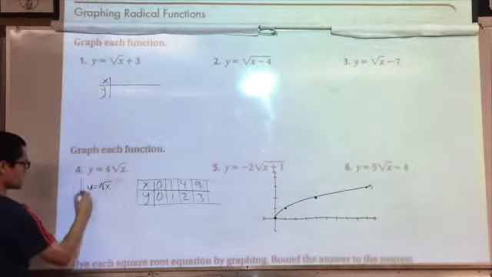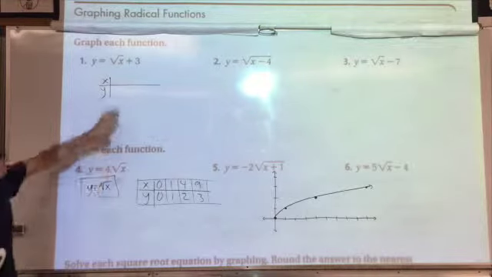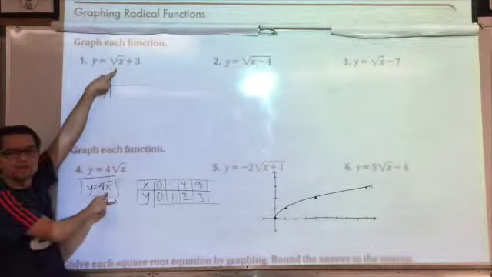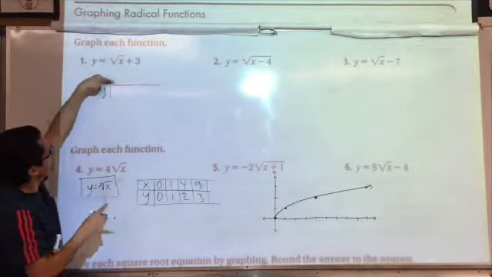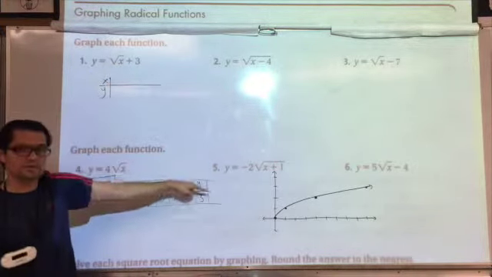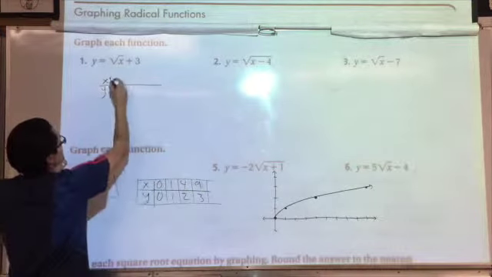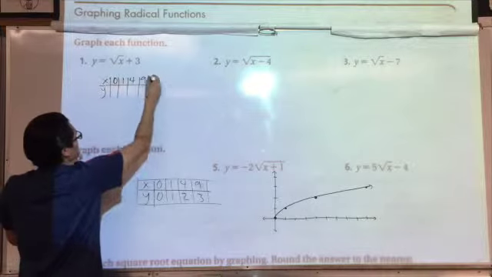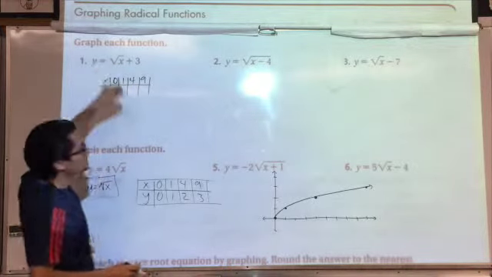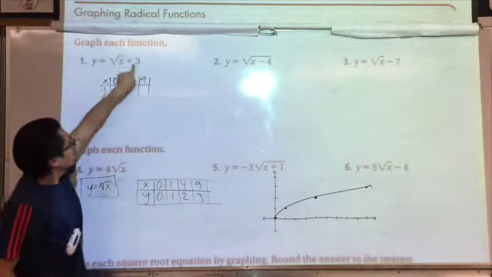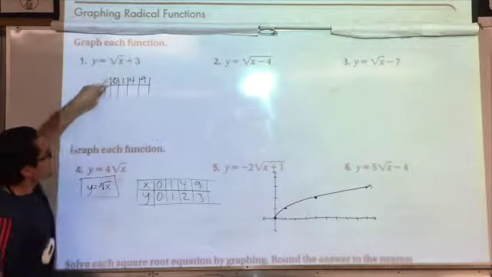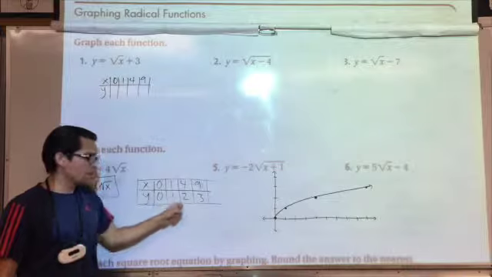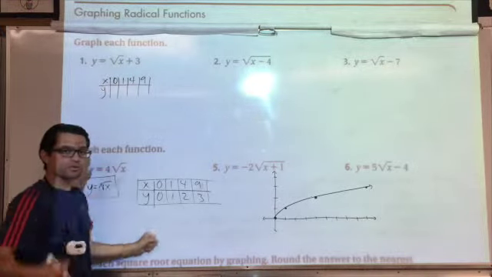Here's the parent function. What is happening from that to that? Anything happening inside of the radical? No, nothing changed, right? So that means that the x values are going to stay the same. It's the same numbers as in my parent function, 0, 1, 4, and 9. They don't change at all because nothing's happening inside. Outside of the radical, it looks like I'm adding 3. That means that my y values are going to change, or they're not going to be 0, 1, 2, 3, but they're going to be plus 3 for each one.